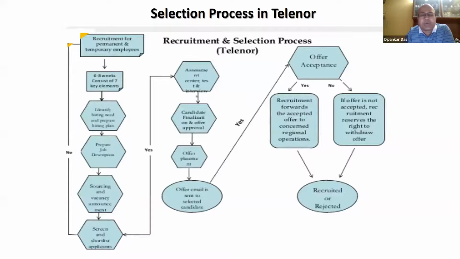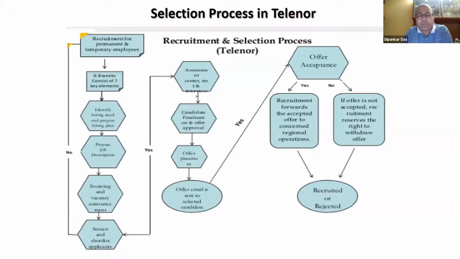So moving on, this is a process from Telenor, which is in the telecom industry. You have a recruitment process, an assessment center, certain job descriptions, and then it takes a certain amount of time for every offer to convert. But this is again very typical: 6 to 8 weeks when you are recruiting for permanent and temporary employees. And 7 key elements: you identify the hiring need, prepare the job description, then sourcing and vacancy announcement, screen and shortlist applicants. Then you have assessment centers, and then you finalize the candidates and offer, and then the acceptance or rejection of the offer. So fairly simple, straightforward.